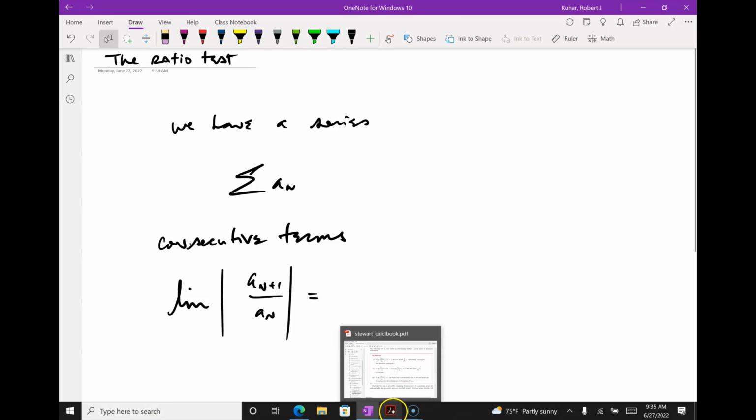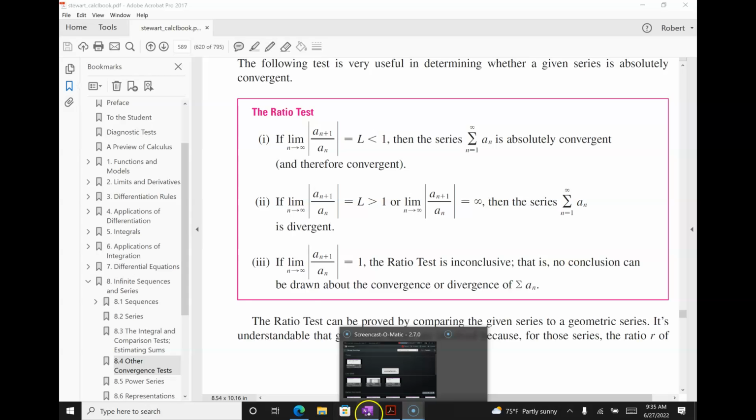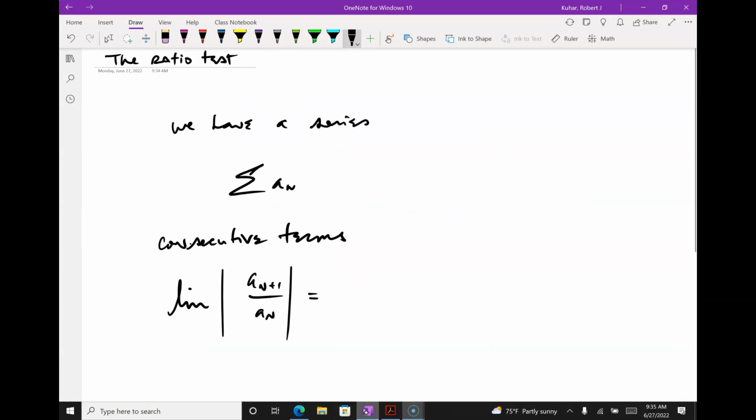several instances come out. If I get a limit that's less than 1, and obviously it won't be negative here because of my absolute value, this series will be convergent. In fact, even better than convergent, absolute convergence. So if I get a limit that's less than 1, then the series of a sub n is convergent.